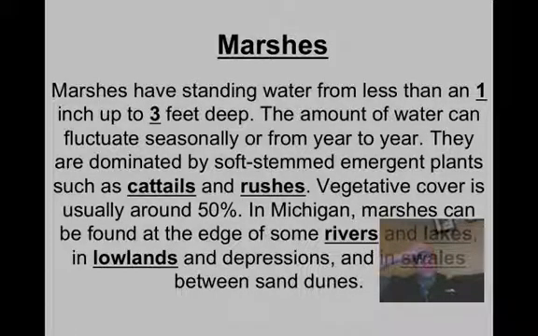Marshes generally have standing water from less than 1 inch up to 3 feet. The amount of water will fluctuate or vary seasonally or from year to year. If you have a particularly dry year, this could be on the lower end, or a particularly wet year, it could be on the higher end, towards 3 feet. They're dominated by, again, those soft stem plants like cattails and rushes, usually at least half covered with vegetation as opposed to open water. And in Michigan, marshes are often found on the edges of rivers or lakes or ponds, any lowland or depression, in swales between sand dunes, or maybe even swales between agricultural fields.